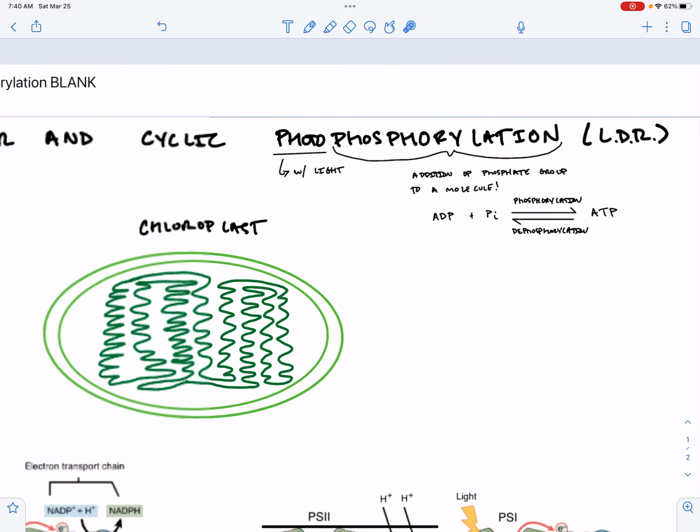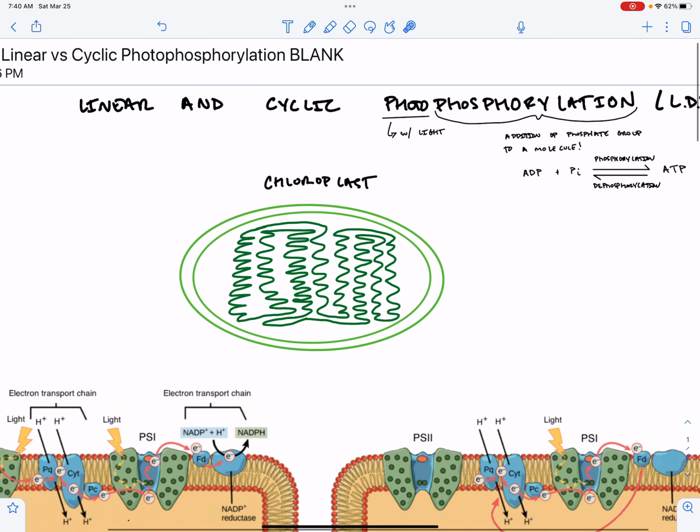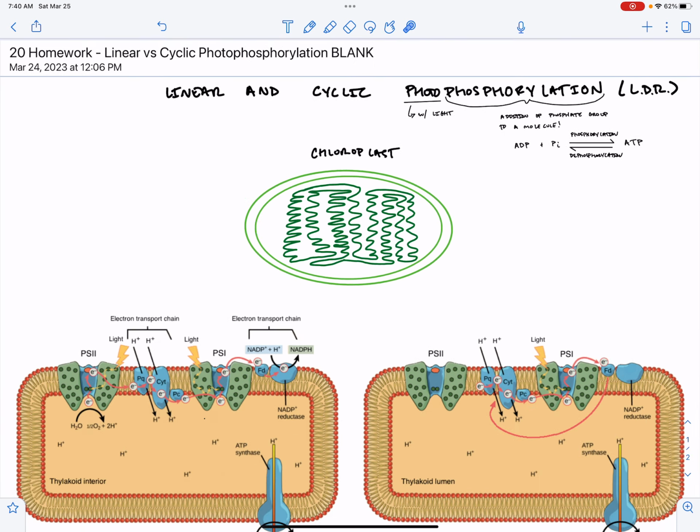Okay, and today we're going to be talking about two forms of photophosphorylation, linear and cyclic. Linear you've already seen before. Cyclic is something a little bit new.